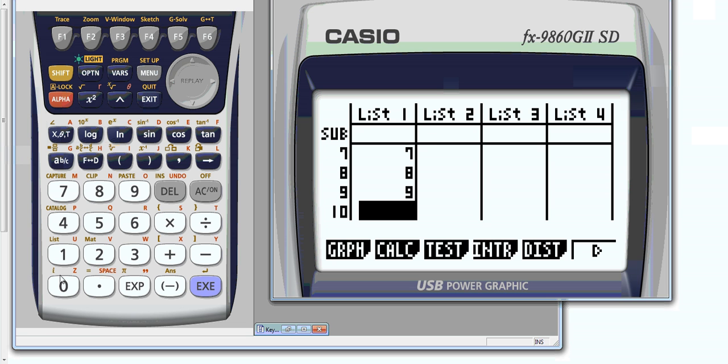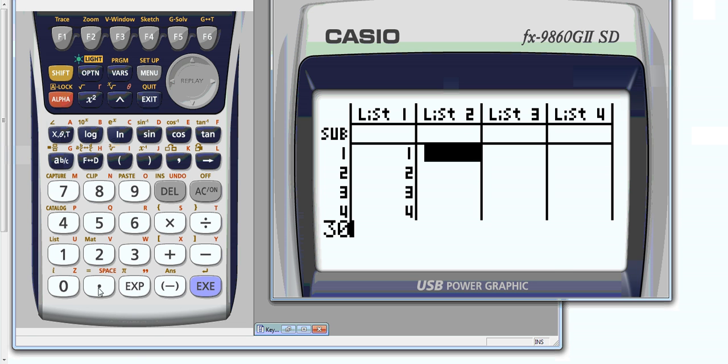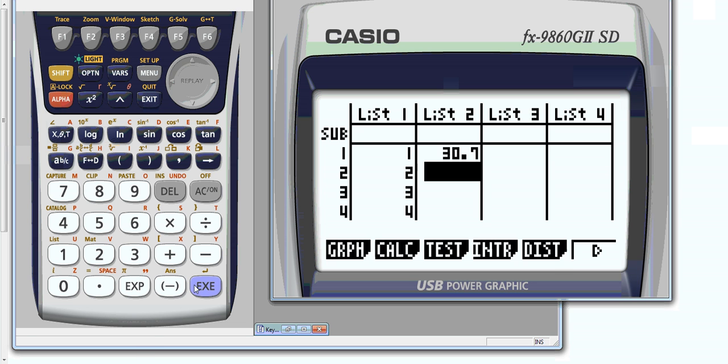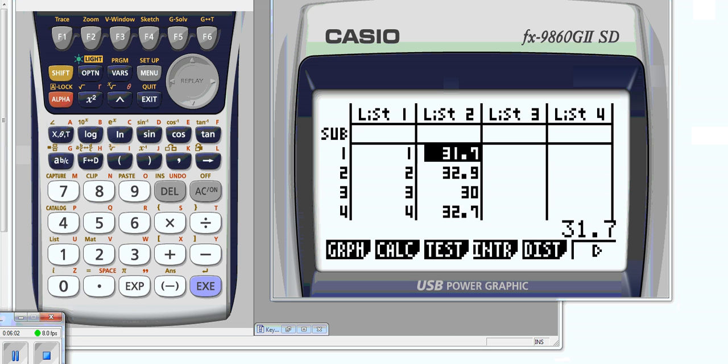I won't make you sit through the next one. I will fast forward our way through it. From here, though, just hit over, and you'll get over to list 2. This is where you start putting in all those other values, like the 30.7 and so on. I'm going to pause the video right here while I type in the rest of it.